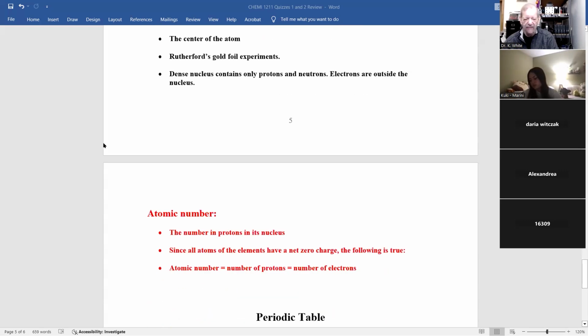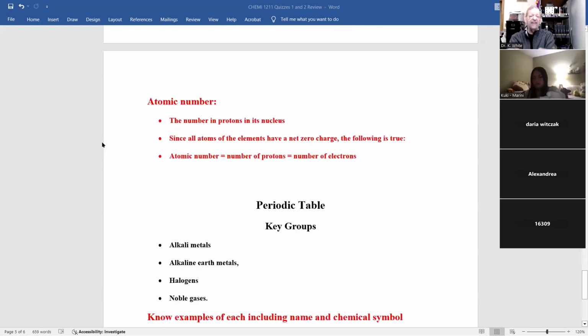All right, now, we've already done this, but the number of protons, the atomic number, tells you the number of protons in the nucleus or in the atom. Since all atoms of elements have a net zero charge, the atomic number equals the number of protons equals the number of electrons.